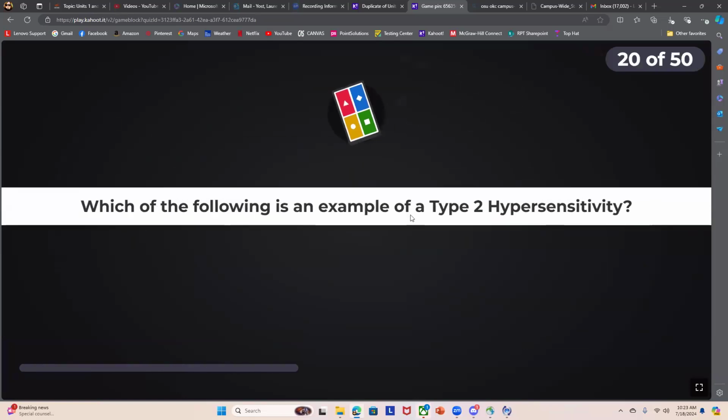Right. Which of the following is an example of type 2 hypersensitivity?